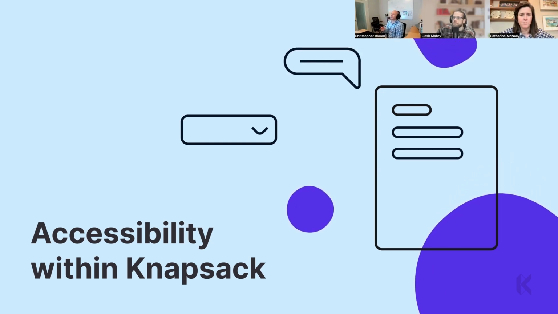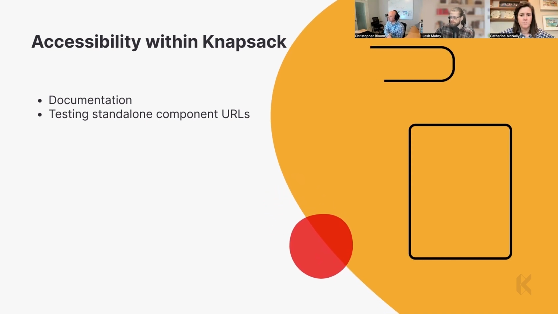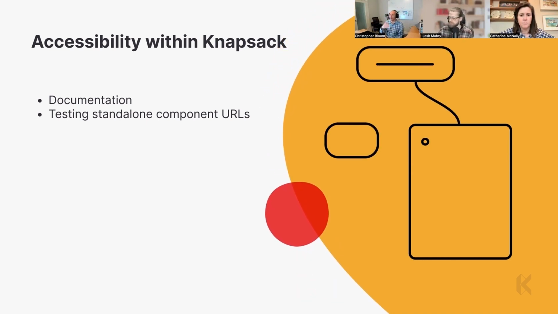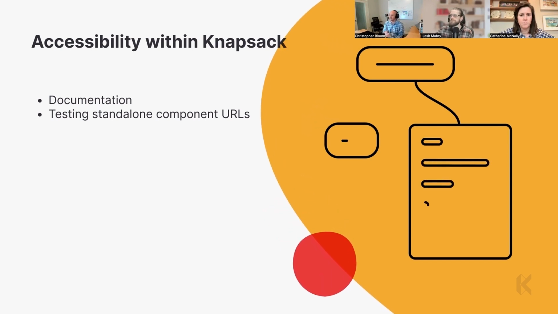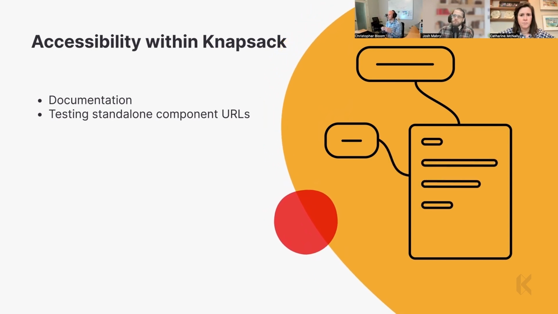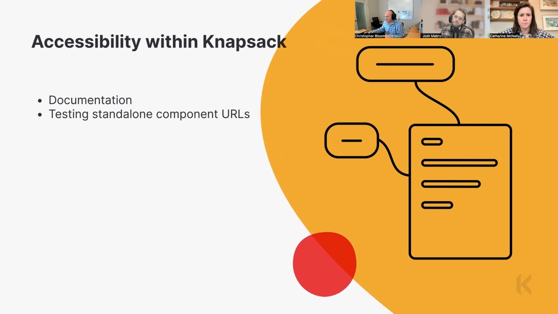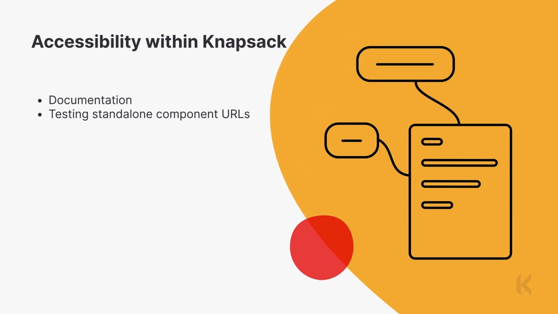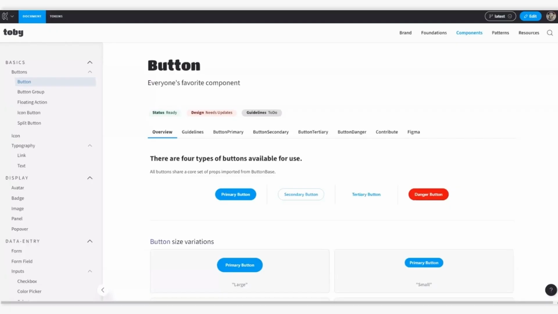Knapsack is a design systems management tool. We provide the ability for all components within your design system to have pages and schemas and interactability. I'm going to try to share my screen really fast, Lindsay, if that's possible, just kind of show what we can do here. So this is the Knapsack interface for our internal design system called Toby. I apologize if it's a little washed out. I have an HDR screen.